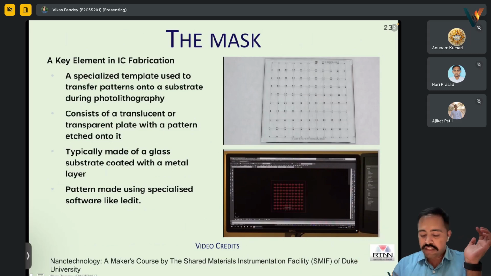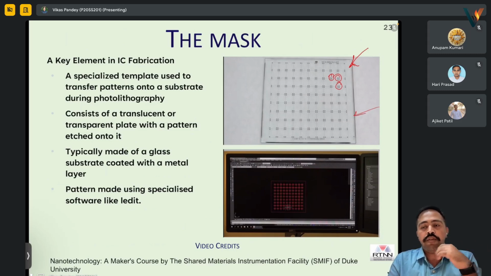The starting material is glass coated with complete chromium. Once it has been made, we have just these patterns left. Other parts have been removed. So can you tell, is this a bright field mask or a dark field mask? Anyone?